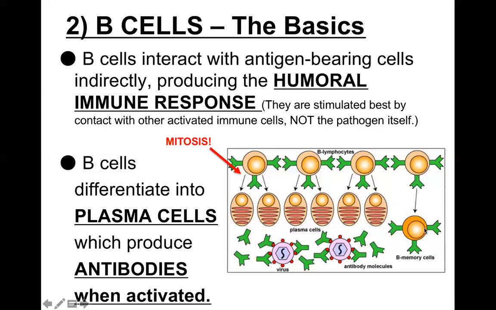We will also get some of those daughter cells from the original activated B cell as memory cells. They don't do anything during the first infection, and they just hang tight in case there's a second infection from that same pathogen.